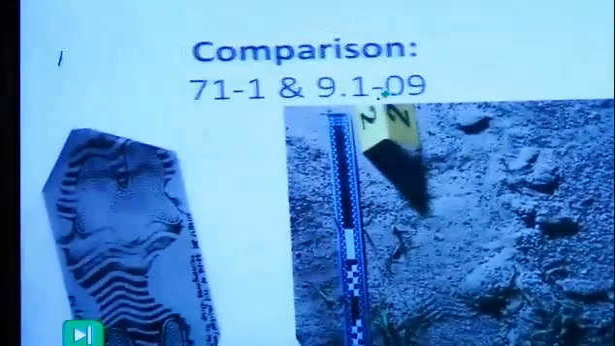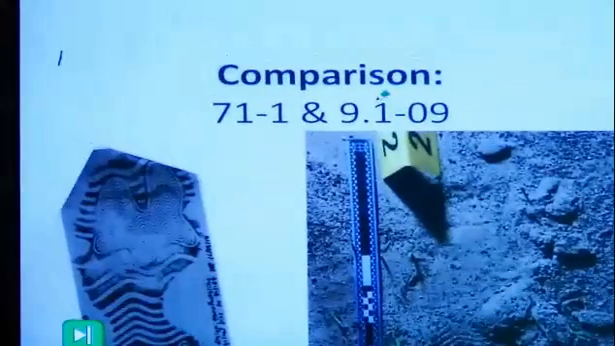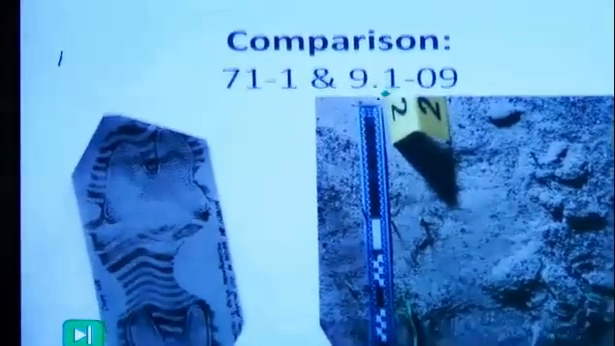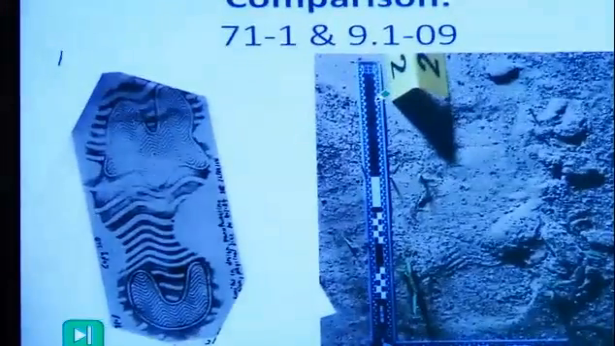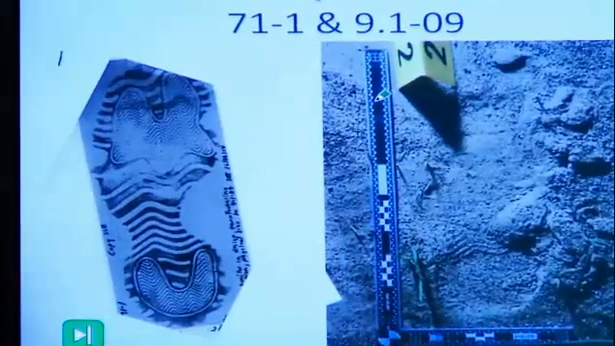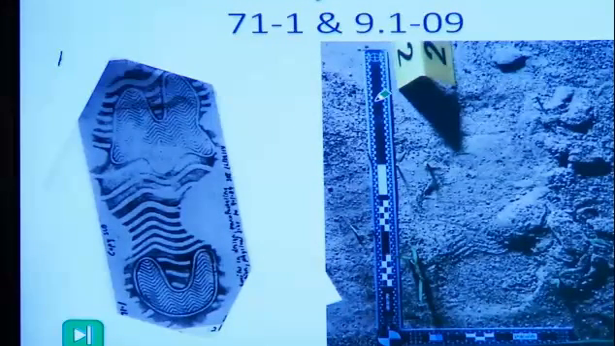And then again, this is now a comparison, 71-1, 9-109. Is that just a different lighting on that footwear impression? Yes, that is correct.